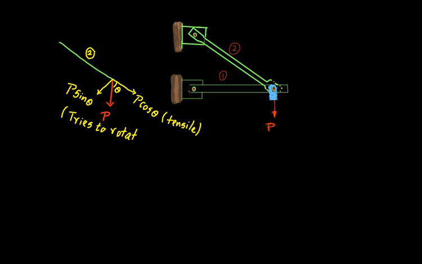But actually the rotation is not happening, because the rotation of member 2 will be prevented by member 1. You see, member 1 is here. This is member 1. The rotation of member 2 in this direction, because of the vertical component capital P sin theta, is prevented by member 1. As a result, the capital P sin theta force is transmitted to member 1.